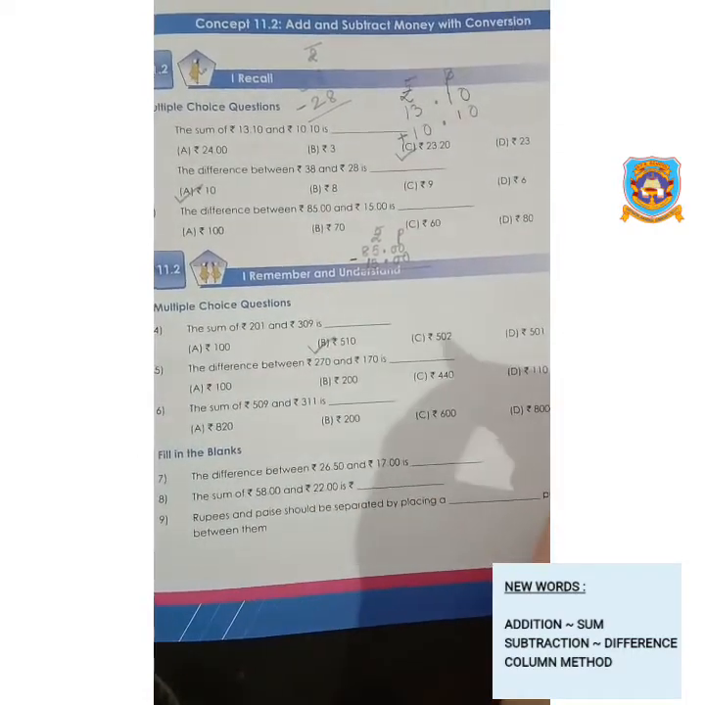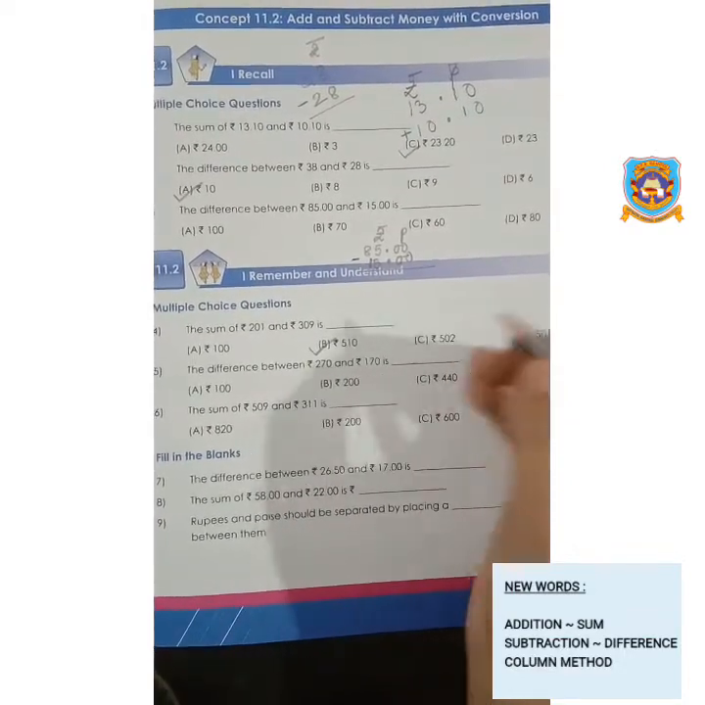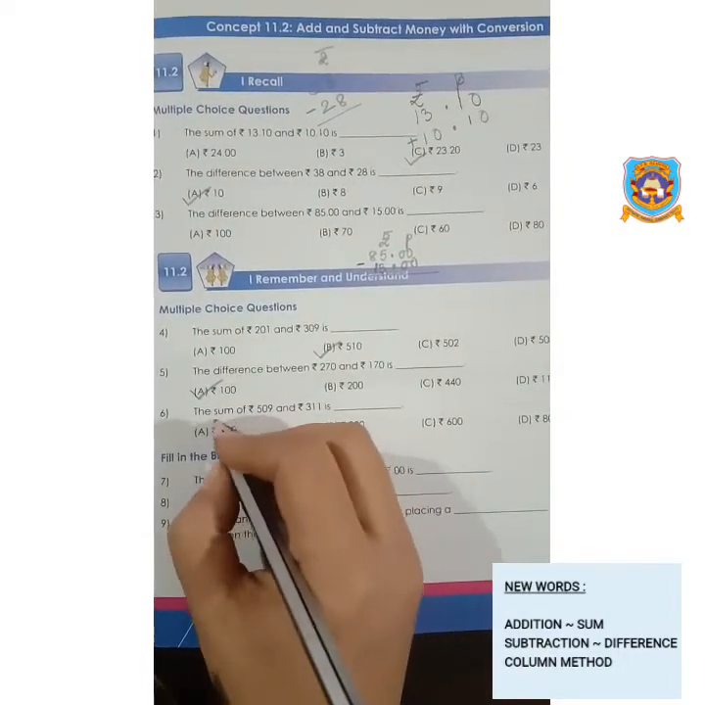It is B. The difference between rupees 270 and rupees 170 is rupees 100. Okay, similarly, question number 6, you can do by yourself. It is asking about sum, so it is plus.